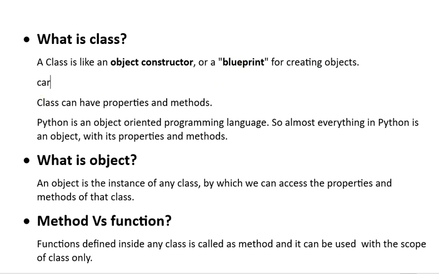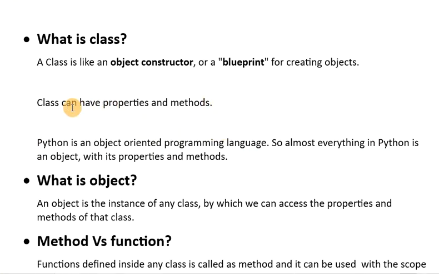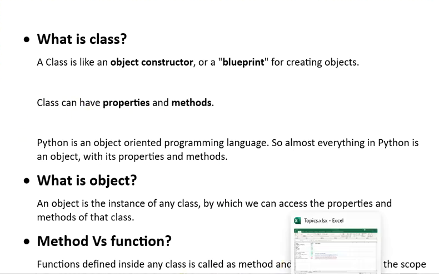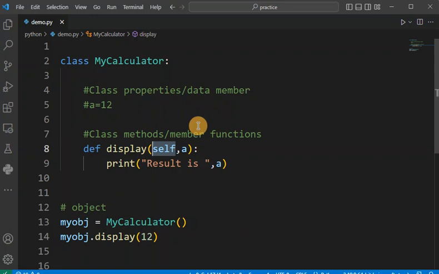Now let's see the next point. You can see here what the class will have. The class can have two things: one is called properties and another is called methods. I have already shown you these things in the previous code. If we have any variable like this, let me make it a1, this is the property, and this is the method. So a class can have only two things, property and method.